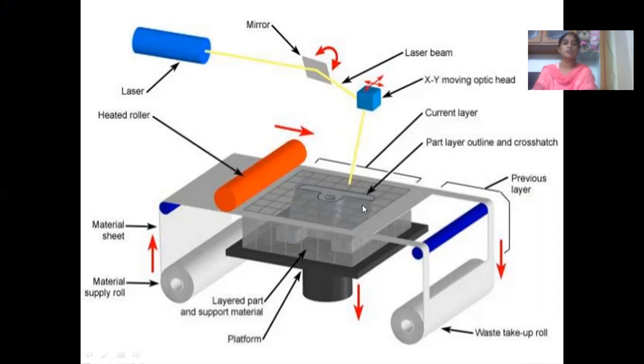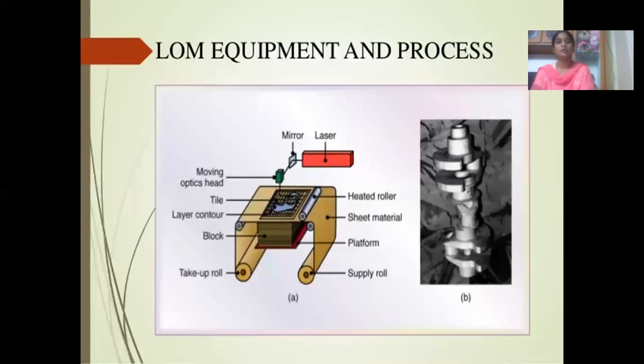This is the laser beam system or mirror system, which depends upon the laser. Here the projected area of the product will be projected. See, this is the area of the product, this is the projected area of the product, and slowly it takes the position of the current layer of the method. Okay, the part layer outline and also the crosshatch can be determined through the systems.